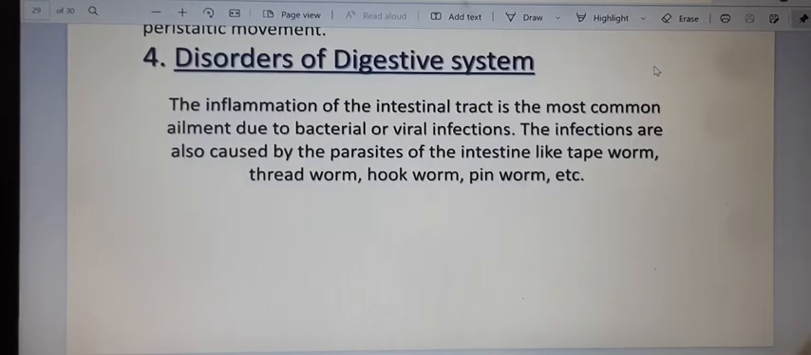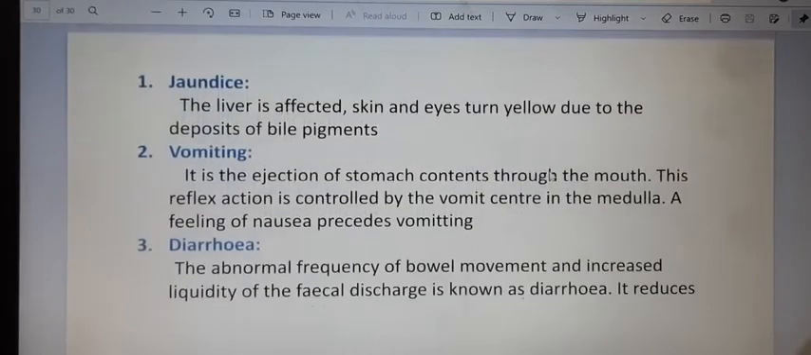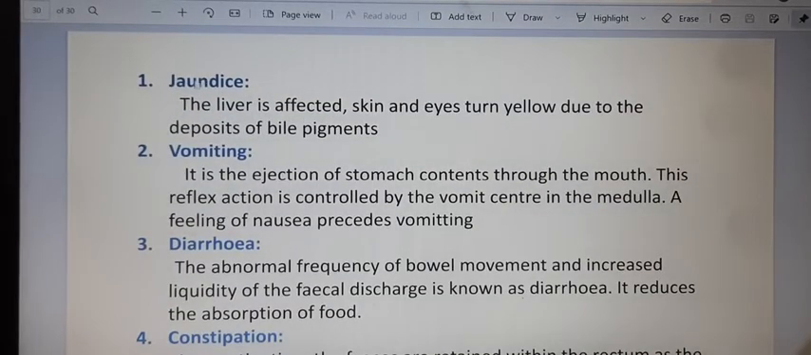Now the disorders of the digestive system. The inflammation of the intestinal tract is the most common ailment due to bacterial or viral infection. The infections are also caused by parasites of the intestine like tapeworm, threadworm, hookworm, pinworm, etc. One disorder is jaundice. In jaundice, the liver is affected. Skin and eyes turn yellow due to the deposits of bile pigments.